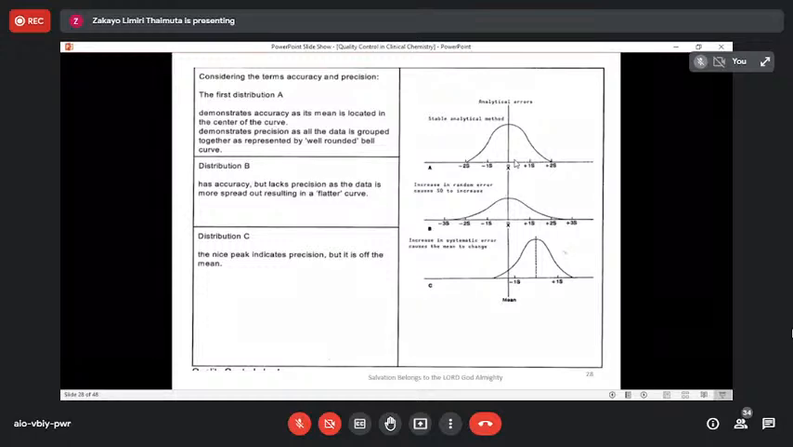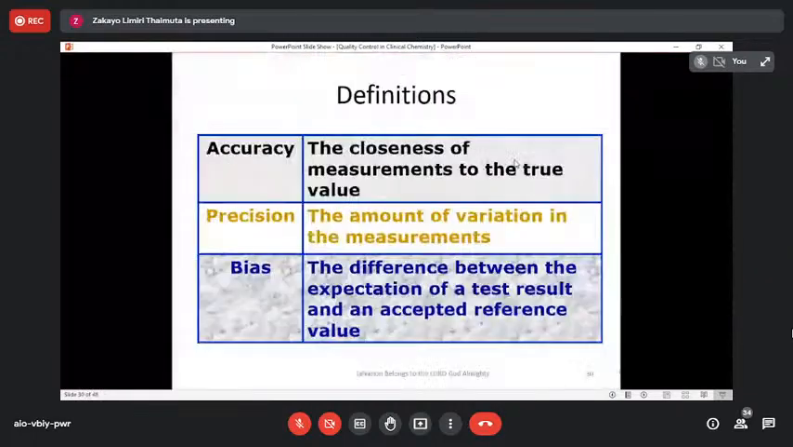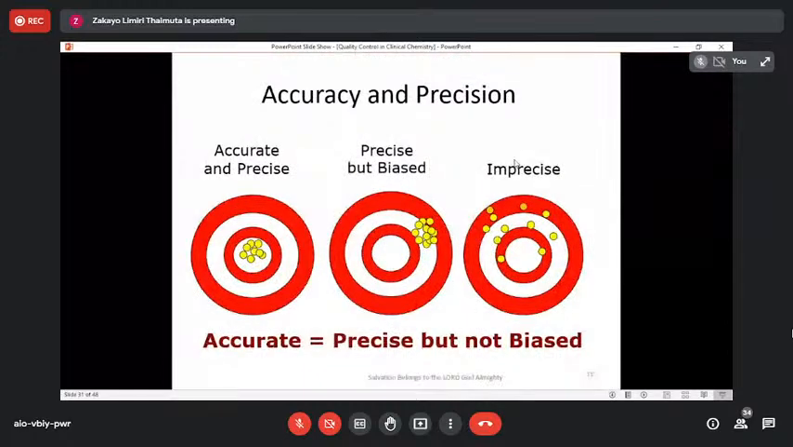So looking at the curves, the two curves, B and C, they introduced to us very key parameters in quality control: accuracy and precision. What is accuracy? What is precision? I used this diagram to illustrate this, a dartboard.